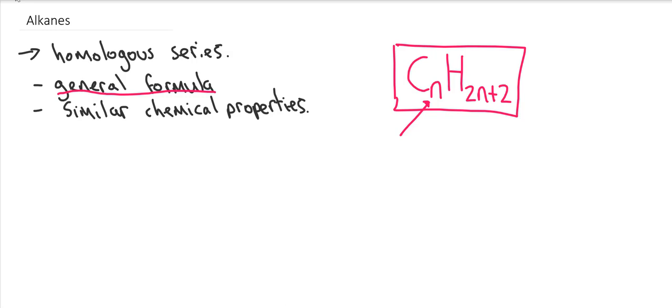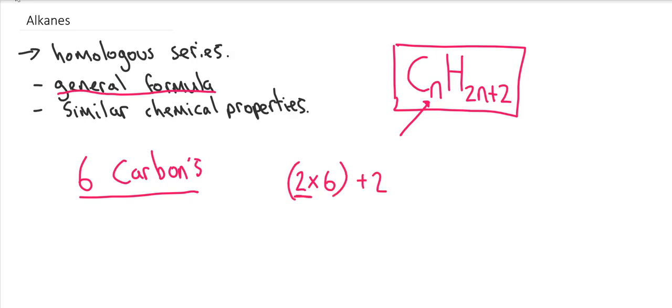So for example, let's say that we have a compound that has 6 carbons, and this compound is an alkane. The question could say, how many hydrogens does this compound have? Well, we would first of all times the number of carbons by 2 and then plus 2. So a compound that has 6 carbons would have 14 hydrogens. Let's look at another example.